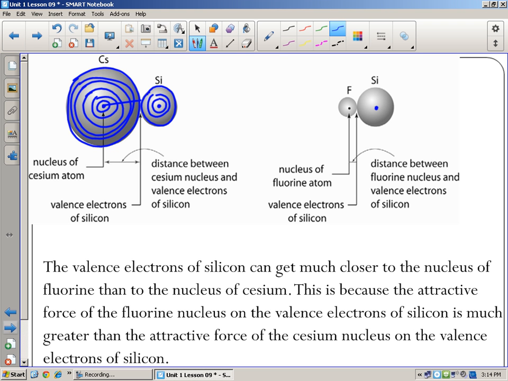Metals. Cesium forms a 1+ charge. It wants to get rid of that one electron. There's that one electron floating way out here. How well does this attract that? Not very good. How well does cesium attract silicon's valence electrons for that matter? How well does this attract this right here? Probably not very well either, right?